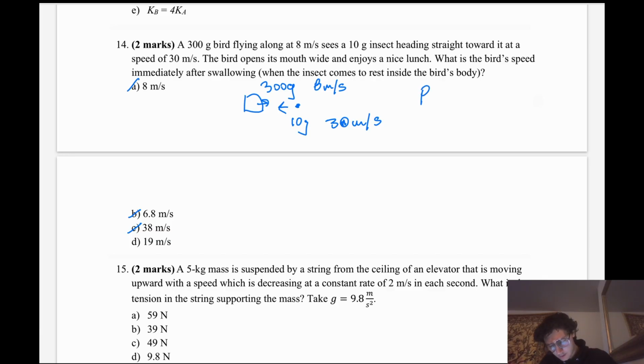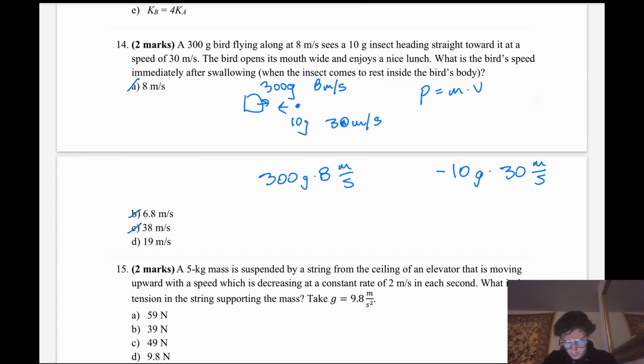So momentum is mass times velocity. I'm going to just keep the units as grams here, which is a bit weird, but I don't want to convert grams to kilograms right now. If you want to, you can do this to keep everything in SI units, but it doesn't matter for me right now. So 300 grams times 8 meters per second is the momentum of the bird before the collision. And then the momentum of the bug is 10 grams times 30 meters per second in the negative direction. So I think after that you combine these. Can you just combine these?